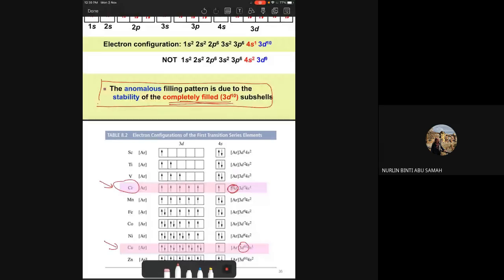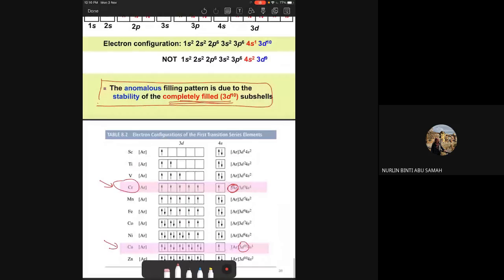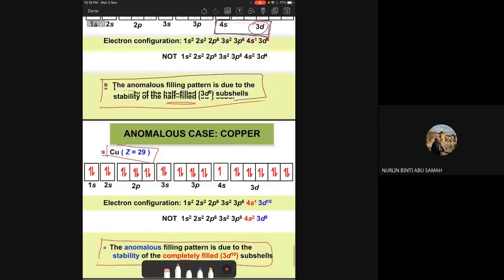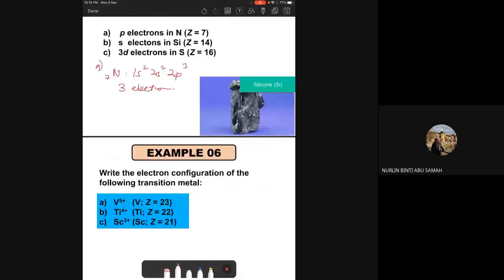Maksudnya kamu kena faham kenapa susunan dia berbeza untuk anomalous case dengan other elements. Okay, so I think that's all for today, dan saya pun tak nak makan data banyak sangat. I hope that you can try to do the exercise. Then as you all know, sekarang ni zaman you kena try to do first, and then baru tanya. Tak ada semuanya spoon feed.